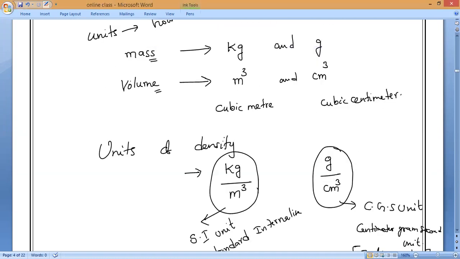So what is the SI unit of density, everybody? SI unit of density. I want the answer. Kilogram per cubic meter. And CGS unit is what? Gram per cubic centimeter. Understand, everyone? Yes or no? Please respond, guys.